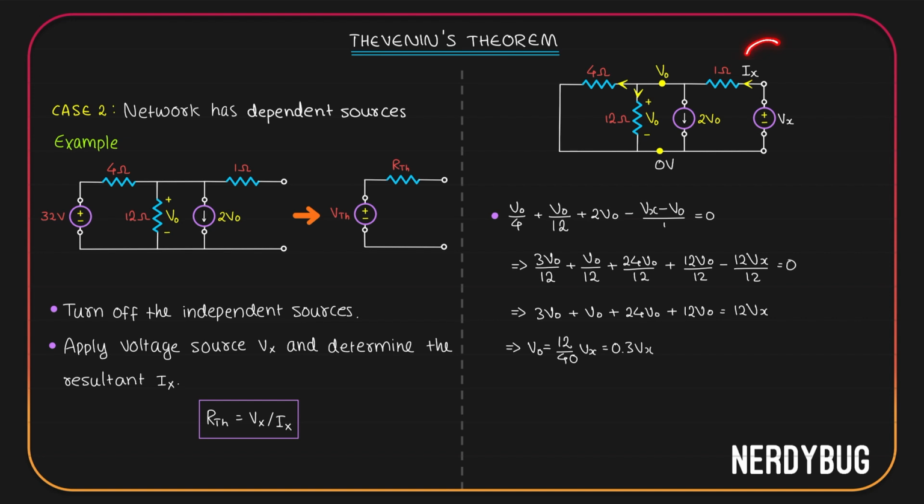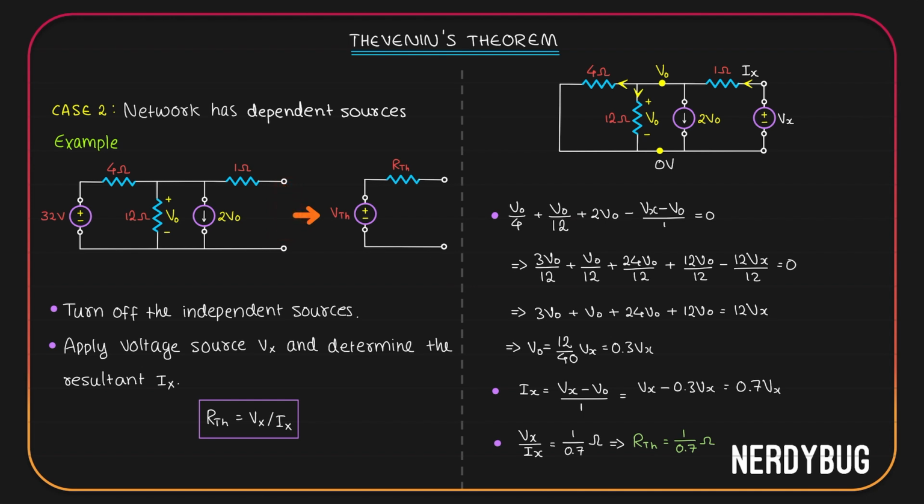Again, Ix is the current that flows through the 1 ohm resistor in this direction. 1 ohm resistor has Vx potential here and V0 here. Current is flowing in this direction. So current will be Vx minus V0 divided by 1. But V0 is 0.3 Vx. So we get Ix is Vx minus 0.3 Vx or 0.7 Vx. From here we get Vx by Ix, it is 1 by 0.7 ohm. We can also find the Thevenin voltage by keeping these two nodes open and finding whatever is the potential we get across these 2 points.